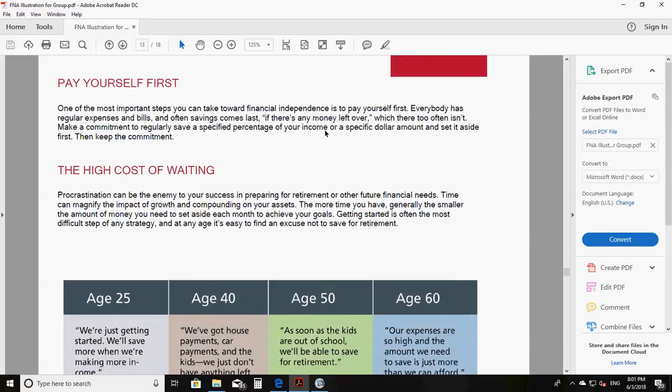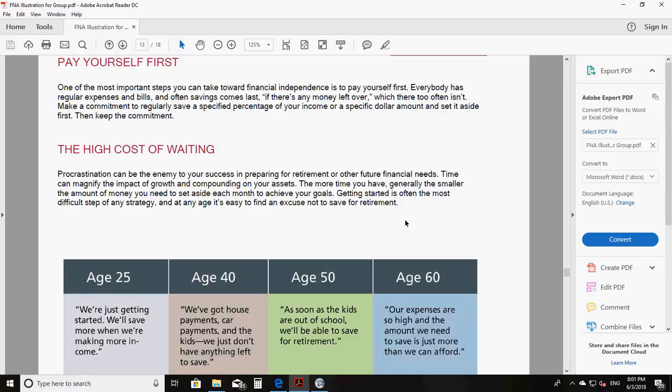The high cost of waiting. We are all wired to procrastinate. If you give us the opportunity, we'll kick the can down the road. But there's a high cost of waiting. Procrastination can be the enemy to your success in preparing for retirement or other future financial needs. Time can magnify the impact of growth and the compounding of your assets. The more time you have, generally the smaller amount of money you're going to need to set aside each and every month to reach your goals.